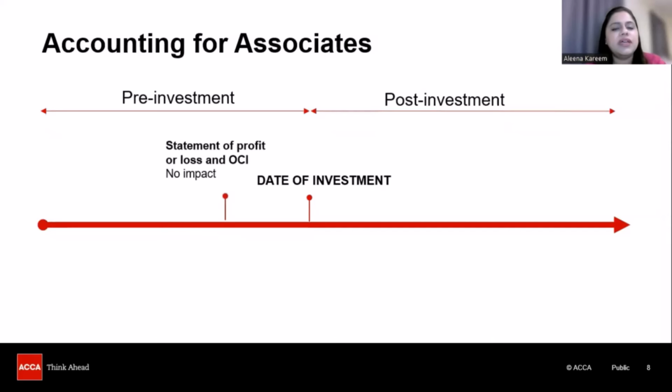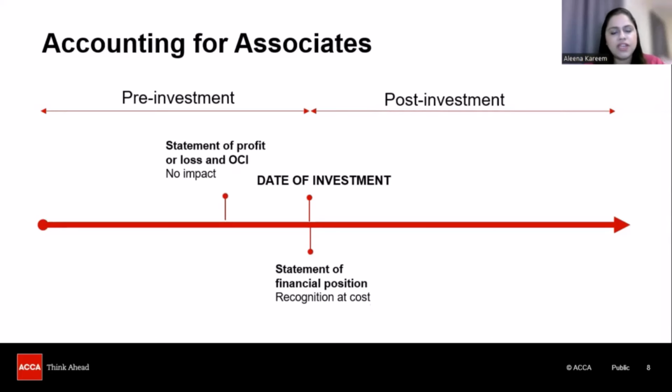Now, in the pre-investment time period, there is no impact on the statement of profit or loss or other comprehensive income. However, at the date of acquisition, the associate is recognized in the statement of financial position at cost.